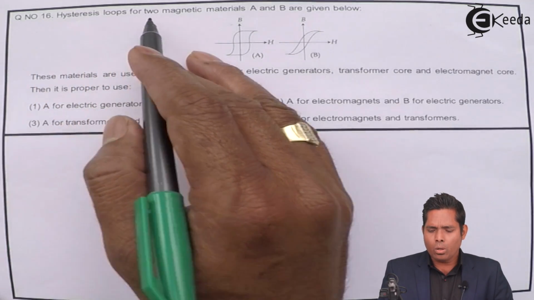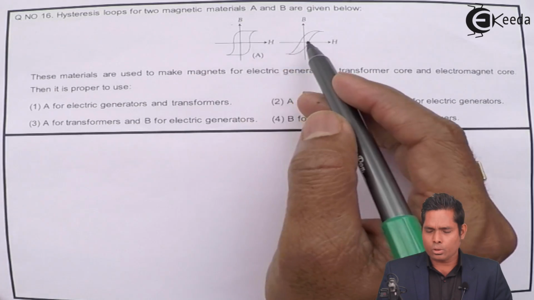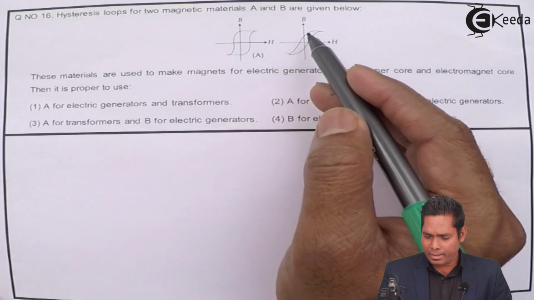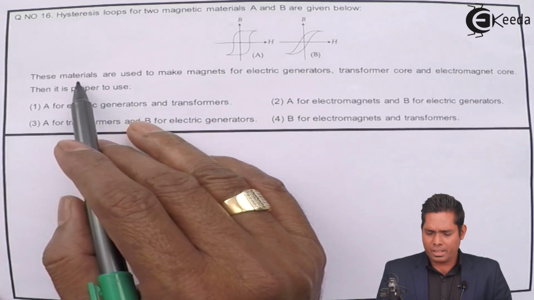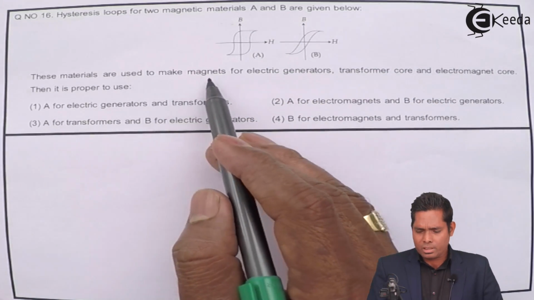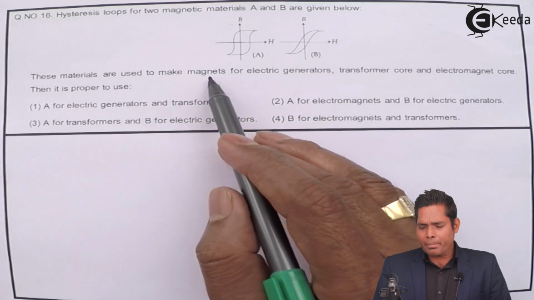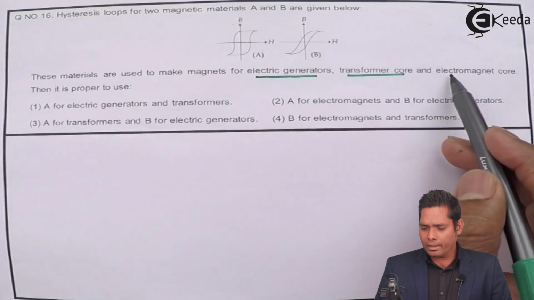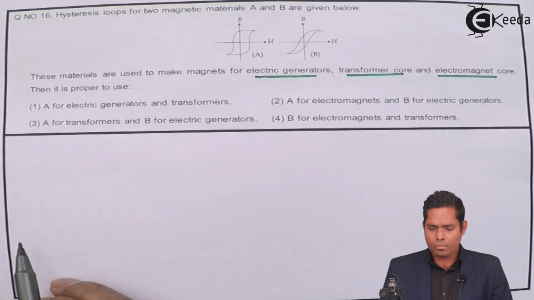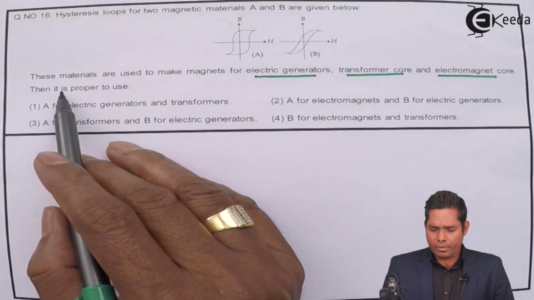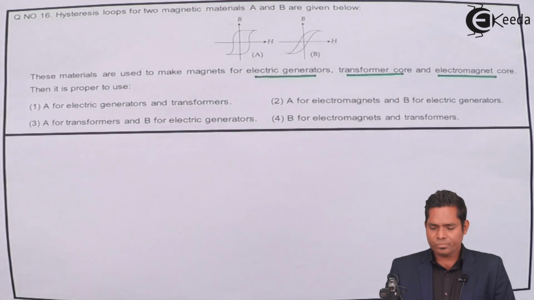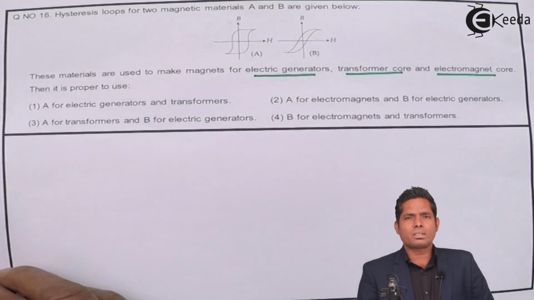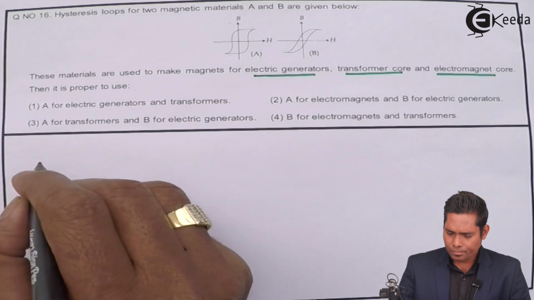Hysteresis loops of two magnetic materials A and B. There are two different magnetic materials given. You see, one diagram is fat and the other is slim here. These materials are used to make magnets. For electric generators, transformer core, and electromagnet, then it is proper to use which one? Which one should be used for these purposes, for transformer or electromagnets?